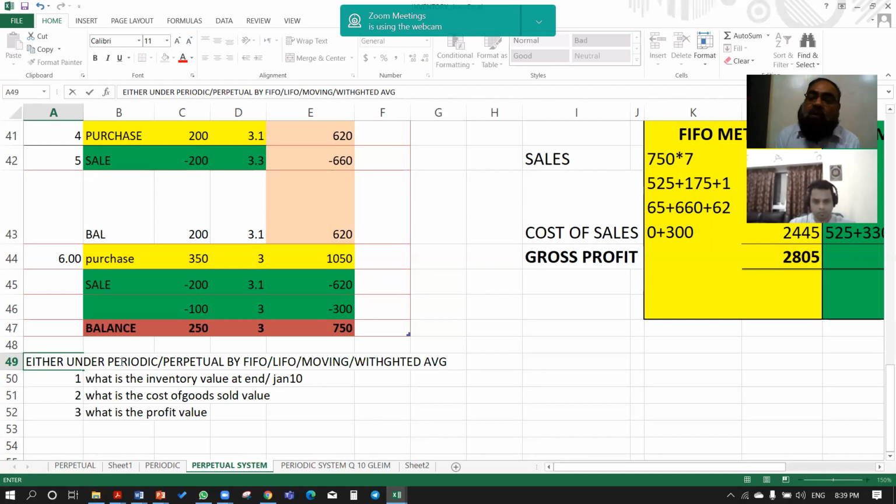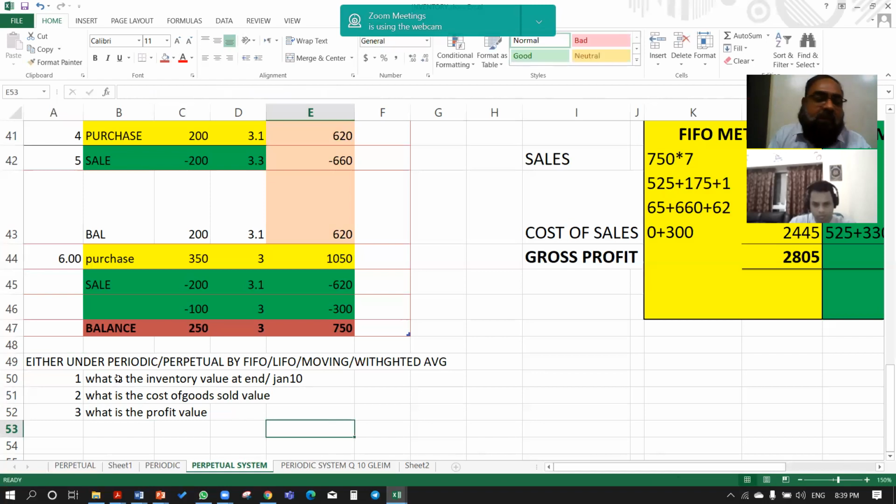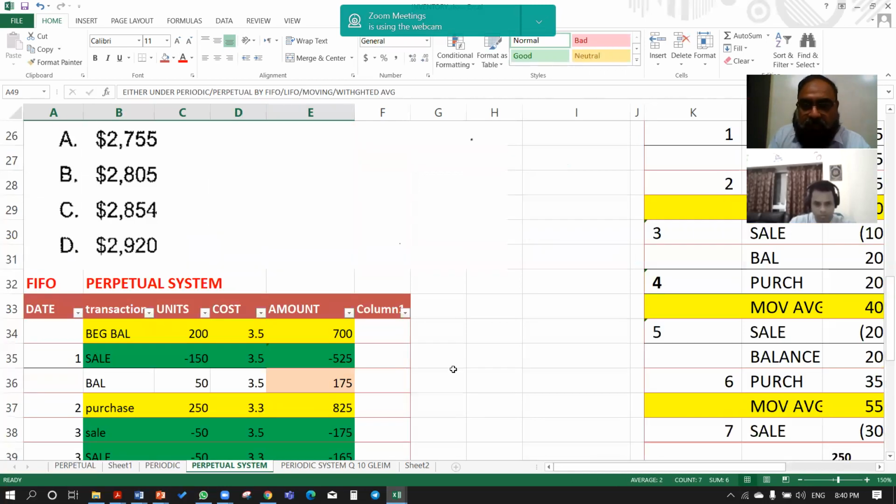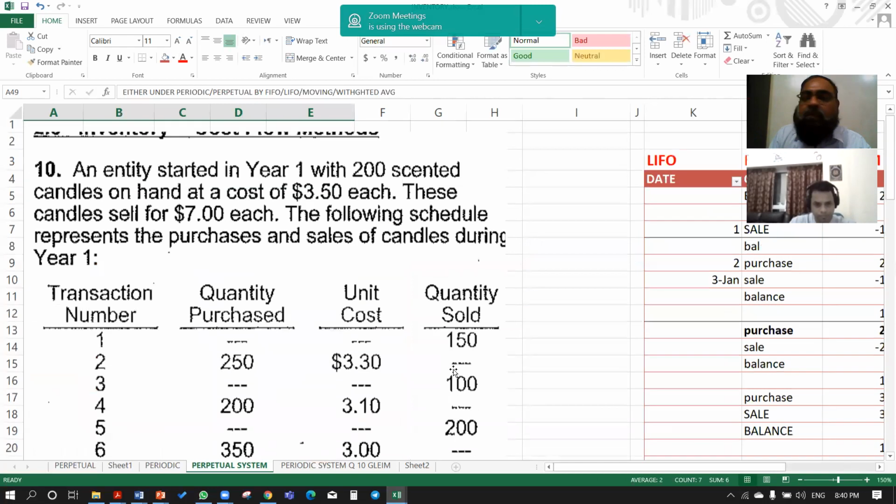Similarly, they can ask you under periodic, by FIFO, by LIFO, by moving average, by weighted average. I have already told you there are three methods: FIFO, LIFO, and average. Under perpetual, this is called moving average, but under the periodic, it's called the weighted average. Understand? So these are the types of questions that may come. In CMA, these types of numerical questions come. Theoretical questions we discussed a little in the slides.